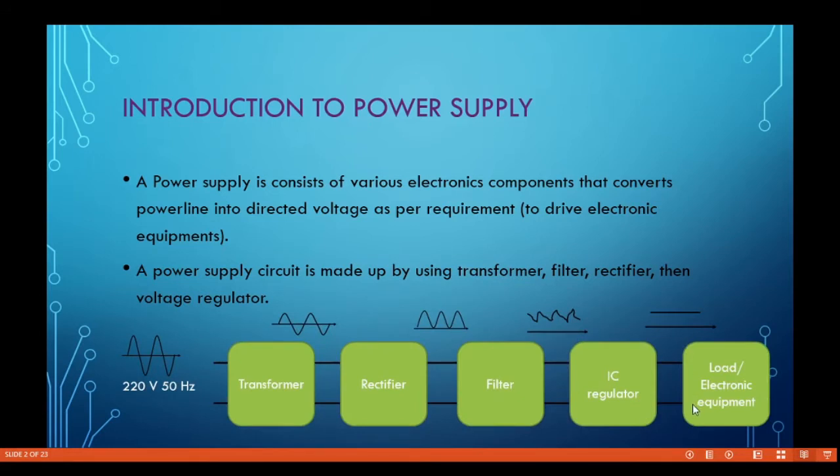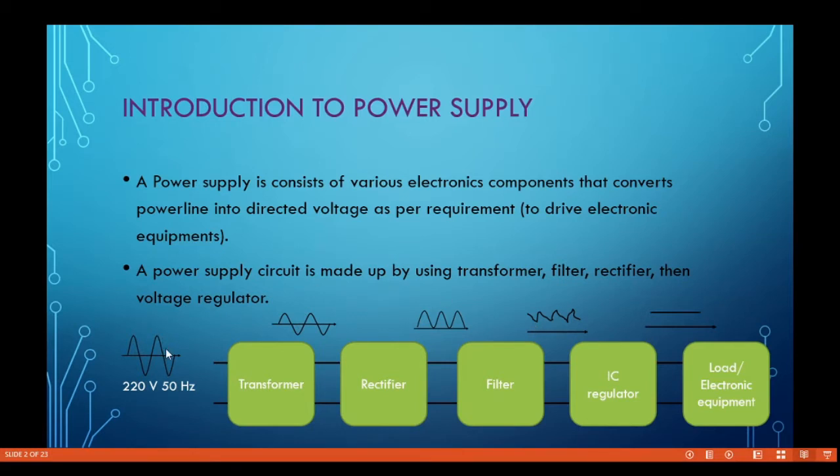Now in this block diagram, as you can see here, first you have a line supply. A line supply in the household is 220 volt, 50 hertz, in sinusoidal form, and this is the input of the first unit. The first unit of the power supply is the transformer, the second is the rectifier, the third is the filter, the fourth is the IC regulator, and at the end of the IC regulator you have placed your equipment or the load. Here I have drawn some waveforms also with them.